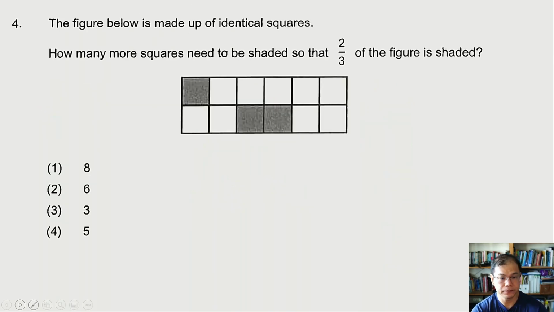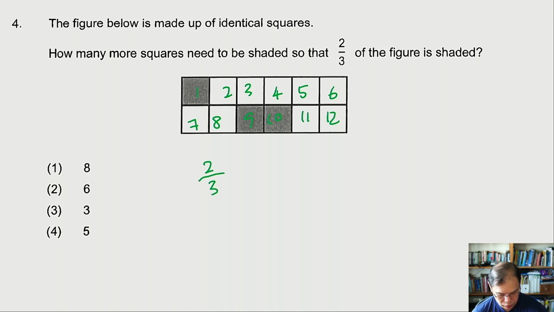Number 4. The figure below is made up of identical squares. How many more squares need to be shaded so that 2/3 or 2 out of 3 of the figure is shaded? So let's look at the number of squares in this figure. 1, 2, 3, 4, 5, 6, 7, 8, 9, 10, 11, 12. So total of 12 squares, 12 equal parts.